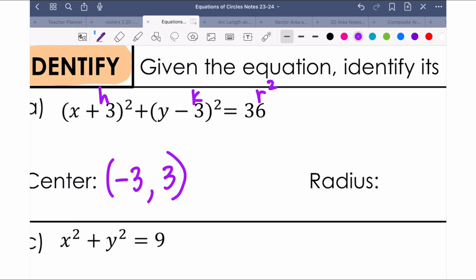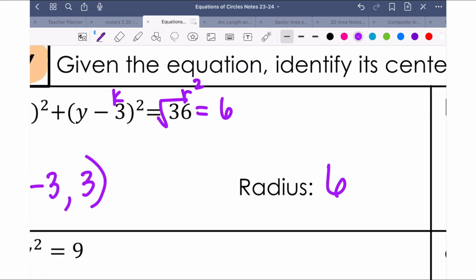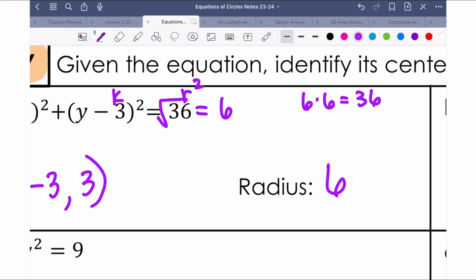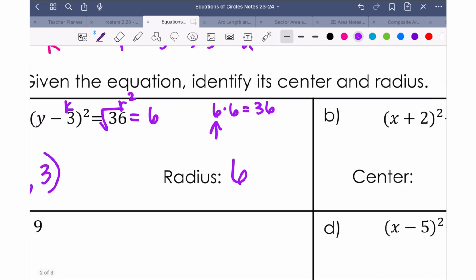So the opposite of squaring is square rooting. So what's the square root of 36? 6. So my radius is 6. Because 6 times 6 equals 36. So this is your radius. Okay? All right, let's try this one.